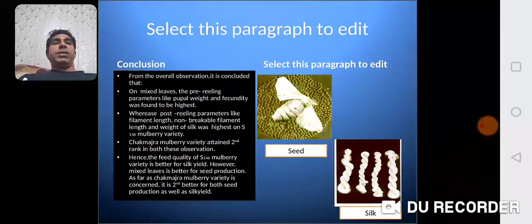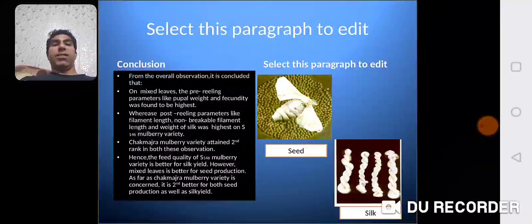We have concluded here of all the parameters. The following things are concluded. Number one, on mixed leaves, the pre-reeling parameters like pupal weight and fecundity were found to be highest, whereas post-reeling parameters like filament length, non-breakable filament length, and the weight of silk were highest on S146 mulberry variety. Chakmazra mulberry variety attained second rank in both these observations.